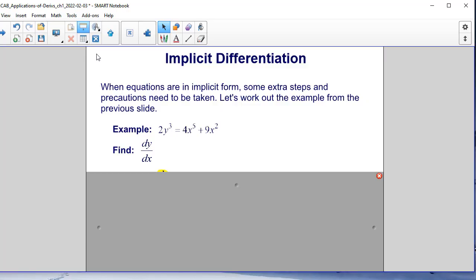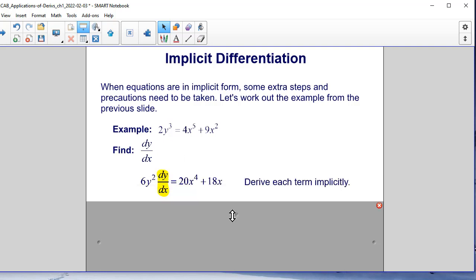In this example, we are going to find dy/dx of 2y cubed is equal to 4x to the fifth plus 9x squared. When we differentiate 2y cubed, that gives us 6y squared, and then immediately after that we multiply by dy/dx. A professor in college once told me, always remember when you differentiate y with respect to x, you need to write dy/dx right after that.